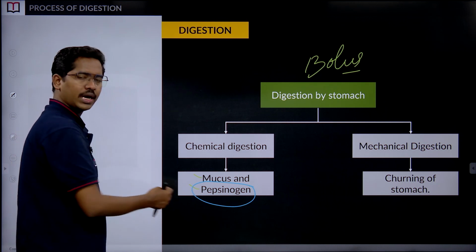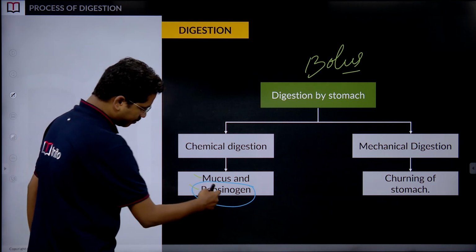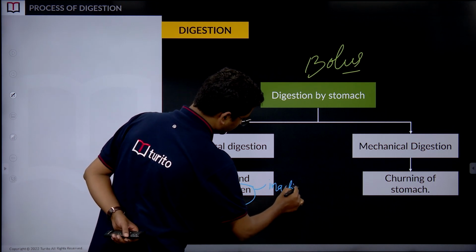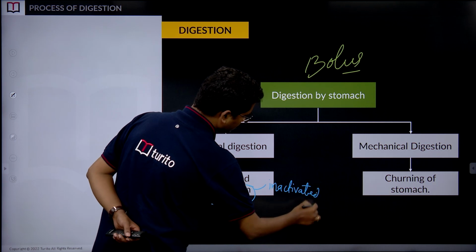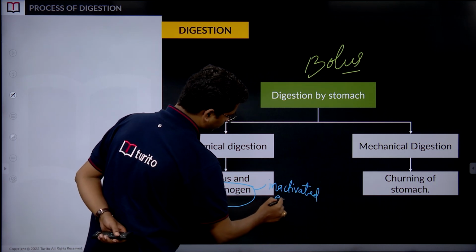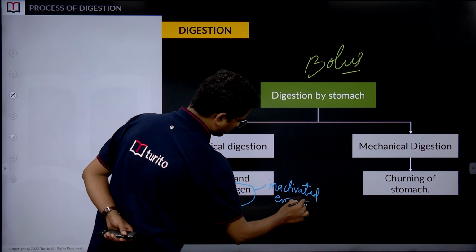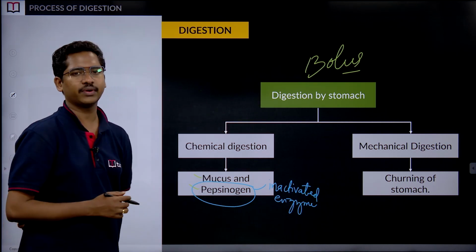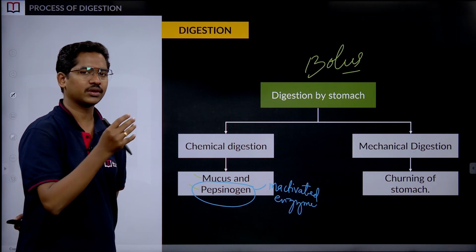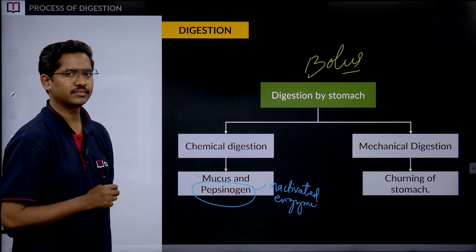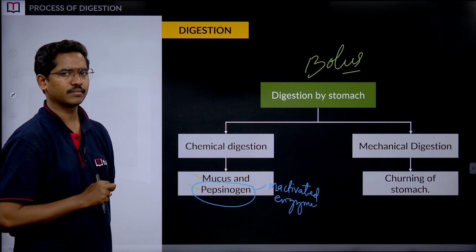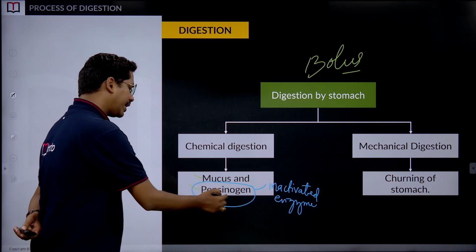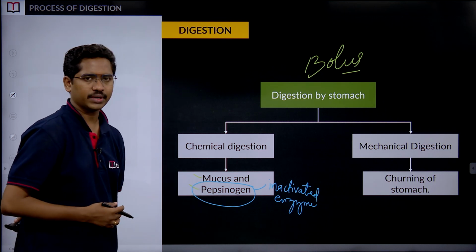And this is not an activated enzyme. This pepsinogen is an inactivated enzyme. So, it is an inactivated enzyme. Now, when it is an inactivated enzyme, it has to get activated, and that is when it starts acting on the bolus. You agree with that? Okay, correct. So, can anyone tell me how it gets activated? Any guesses?